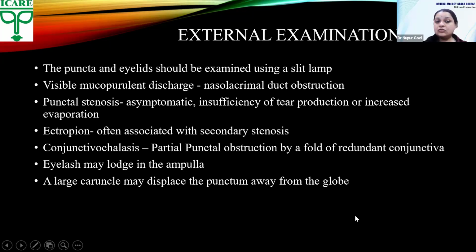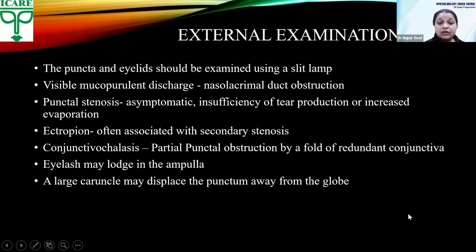External examination: again, look at the puncta and the eyelids. They should be examined using a slit lamp, as already mentioned. Any visible mucopurulent discharge could indicate a nasolacrimal duct obstruction. Look out for any punctal stenosis, which may be asymptomatic, and for insufficiency of tear production or increased evaporation. Look out for any ectropion.